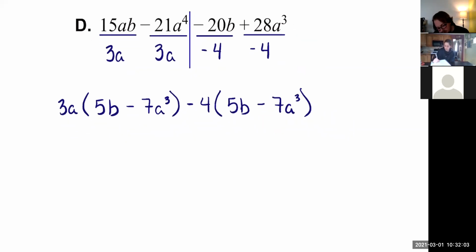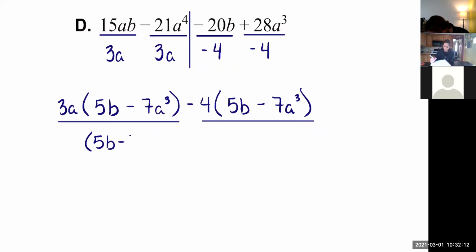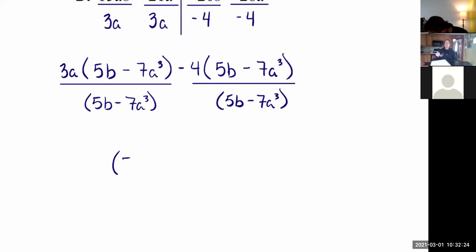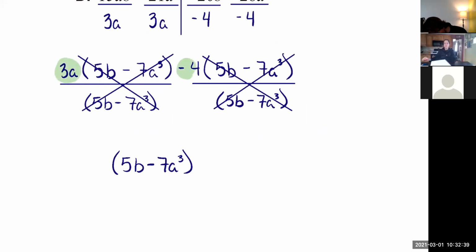And again, even though it looks a little bit strange, I know that I'm on the right track because everything in the parentheses matches for the two halves. So my final greatest common factor here is the binomial 5b minus 7a to the third, which I set aside before I divide. And in this case, that binomial divided by itself just eliminates it from both halves. And I get my second binomial from whatever's left over. And in this case, we get 3a minus 4.